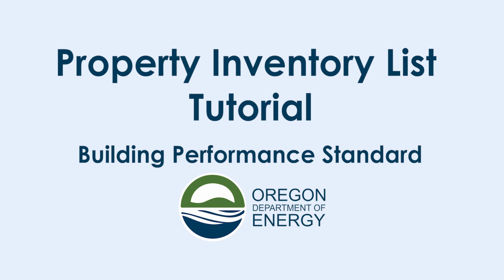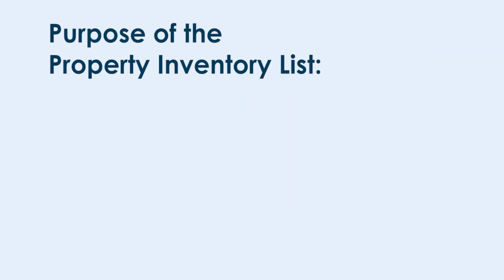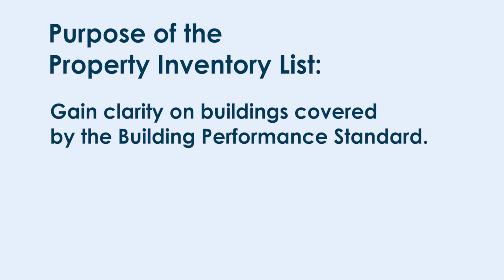Welcome to this tutorial on how to use the Property Inventory List for the Oregon Department of Energy's Building Performance Standard program. The Property Inventory List is a key component in helping ODOE understand and refine the buildings that will be required to comply with the Building Performance Standard.